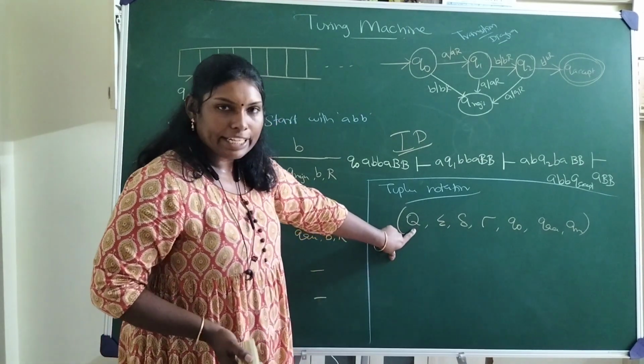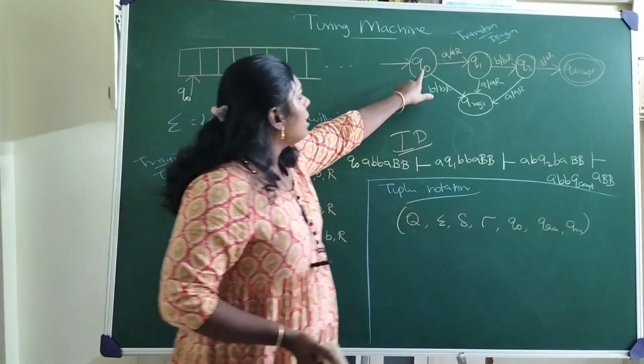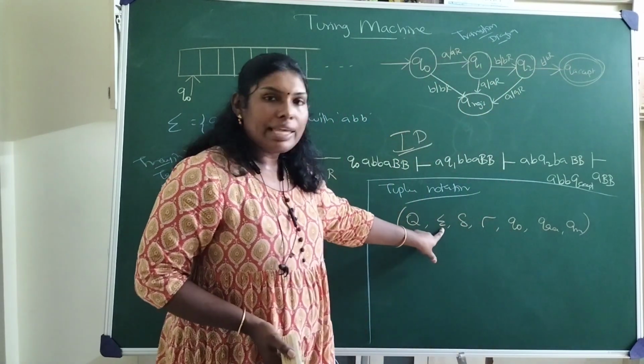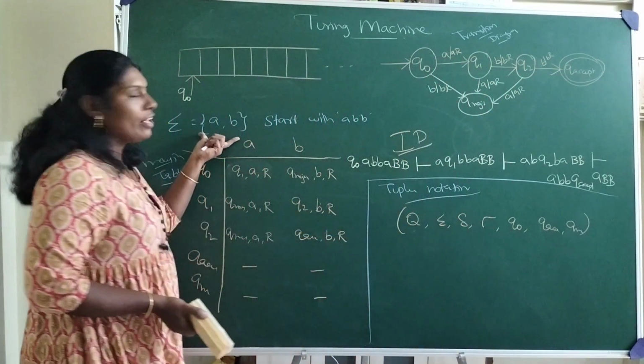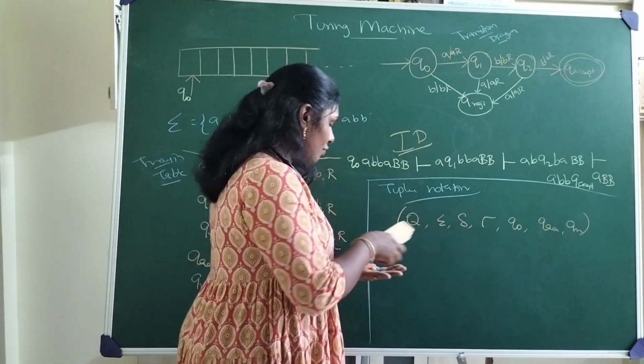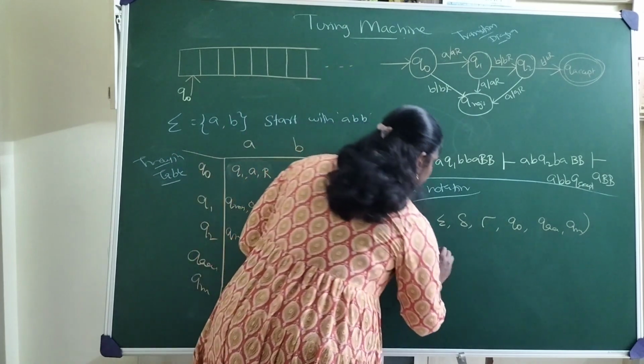Q is a finite set of states. For this example, it is Q0, Q1, Q2, Q accept and Q reject. And sigma is the input elements. Your input is based on A and B, so sigma is A and B. Delta is the transition function. You can write your transition function like this.